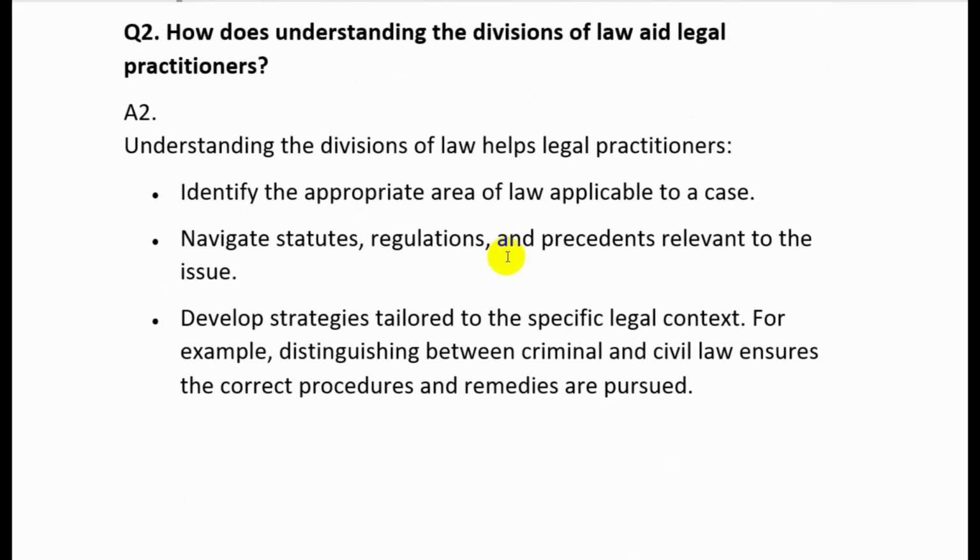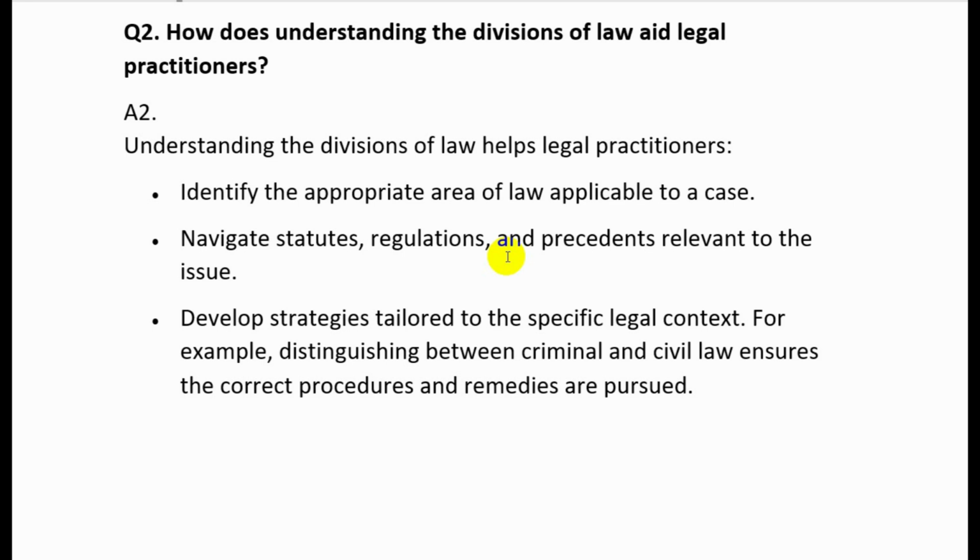How does understanding the divisions of law aid legal practitioners? Understanding the divisions of law helps legal practitioners by identifying the appropriate area of law applicable to a case. That is, as a lawyer, we should know whether we fall under public law or private law.